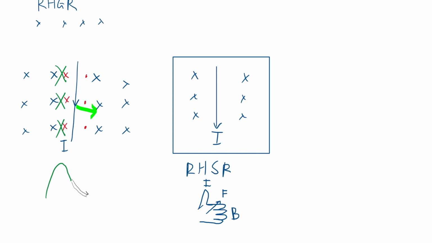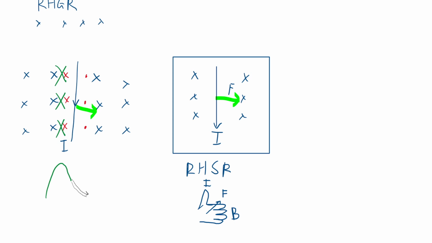Your straight fingers, not curled, your straight fingers point in the direction of the magnetic field, which is into the page. And what direction does your palm point? Well, if you did it correctly, it should point to the right, because the force acting on the wire, F, will be to the right because of the reasons we discussed before. Yeah, so that is the right hand slap rule.